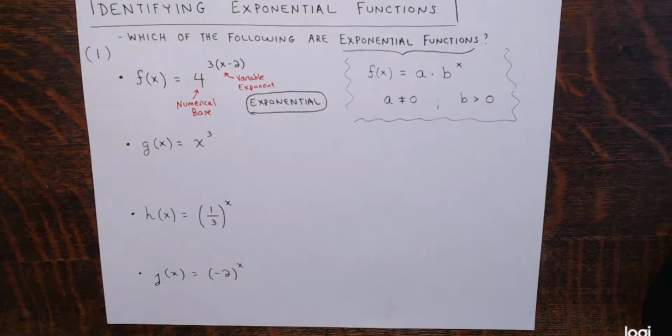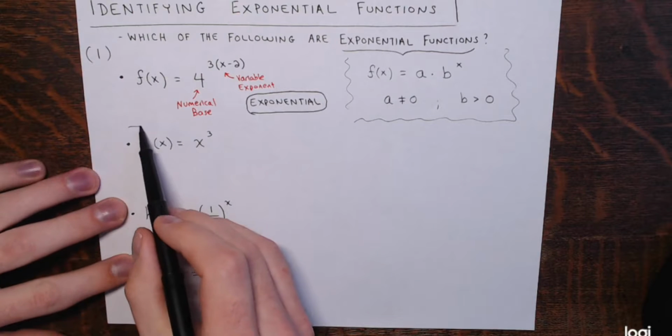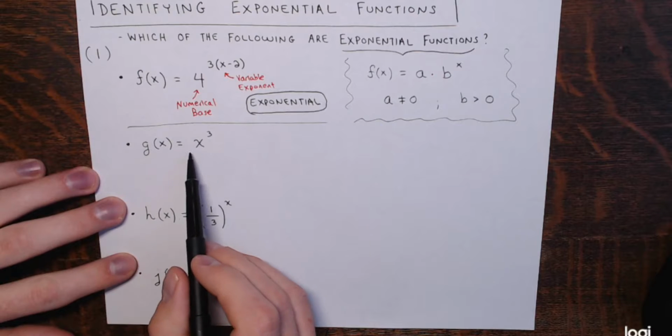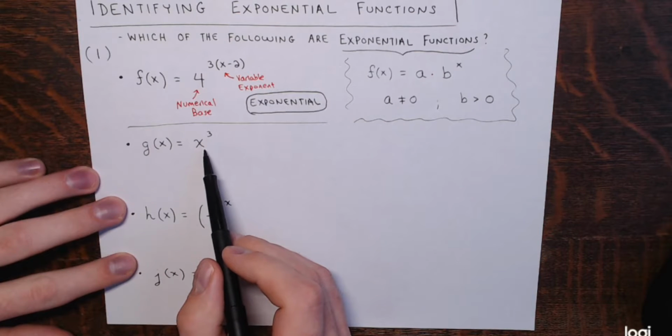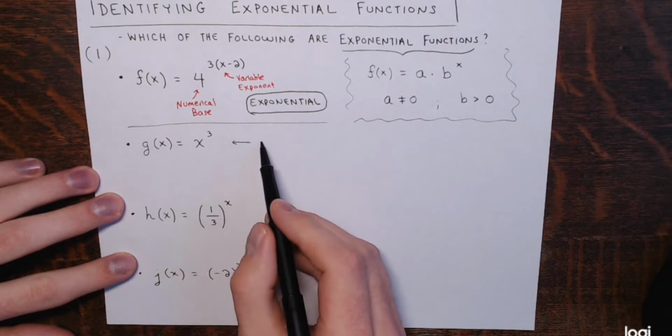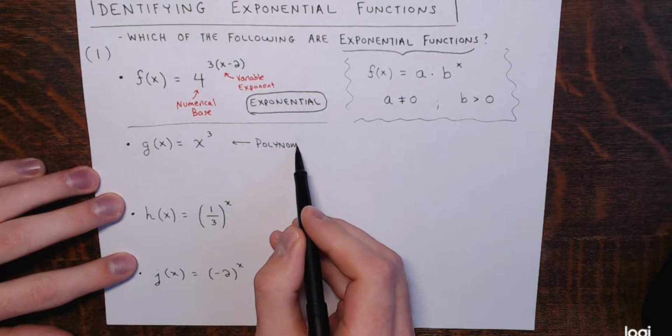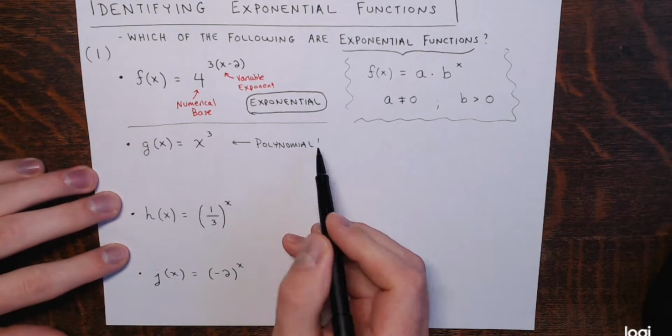Okay, now the next example. I know that was a long first one, but we just got introduced to this stuff. The next example, we have a function, g of x equals x cubed. Now you may recognize this as a polynomial function, right? And polynomial functions are not exponential functions, right?